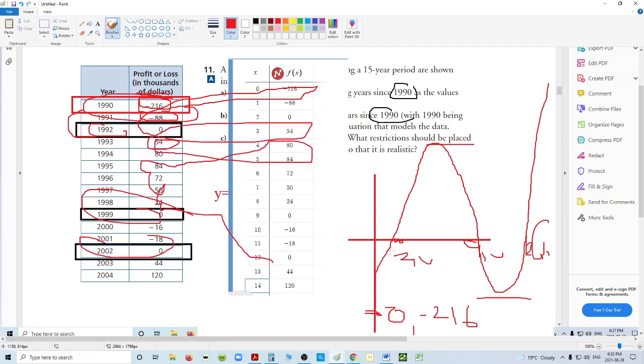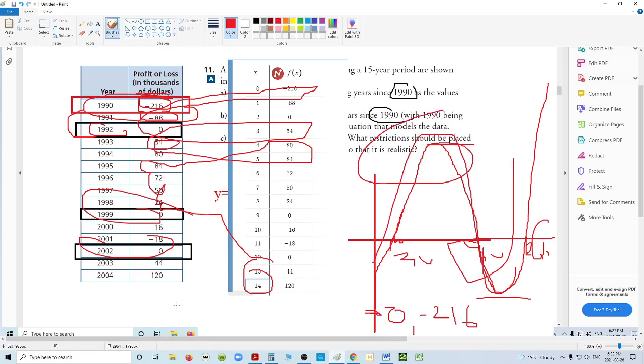And if I was going to describe what happens here up to year 14, in year 14 it's dipped down and it starts to climb again, yeah, right there. I will say it's a gold rush. People left the town, there was some sort of plague, and then they came back. And what restrictions should be placed? Well, we only know 0 to 14 on the domain, so that means 0 is smaller or equal to x is smaller or equal to 14.